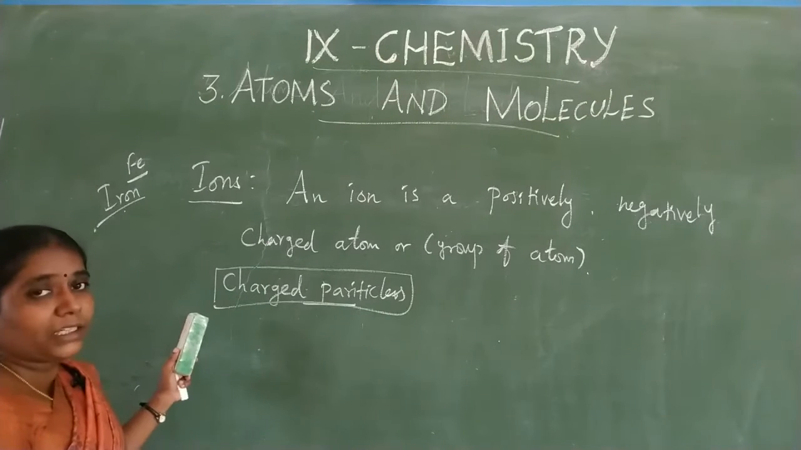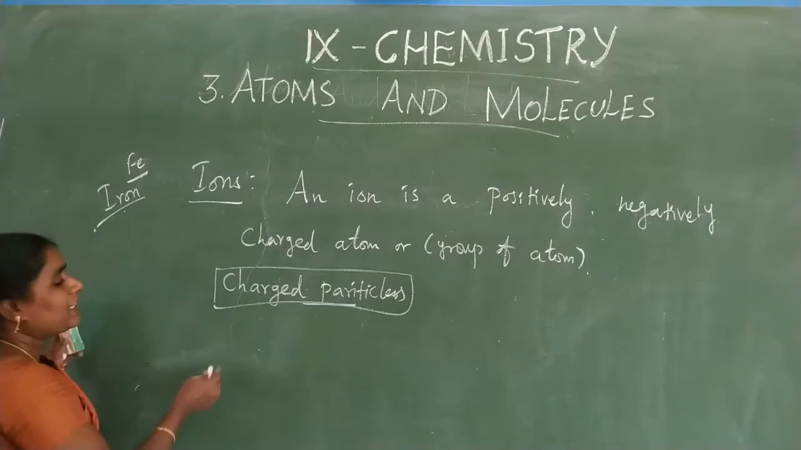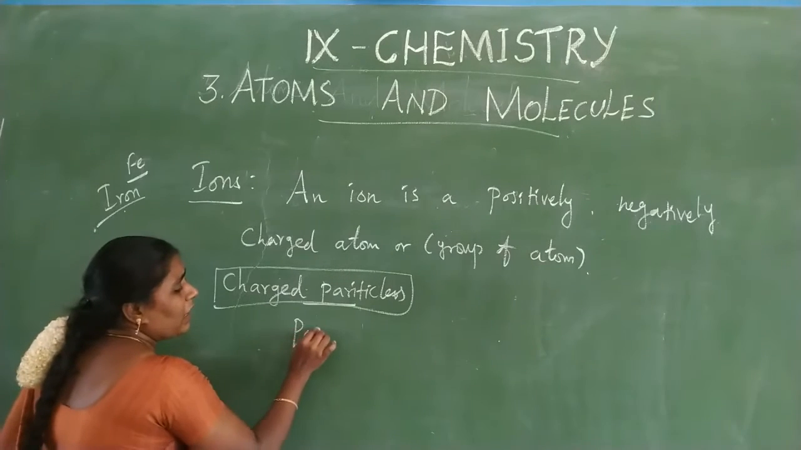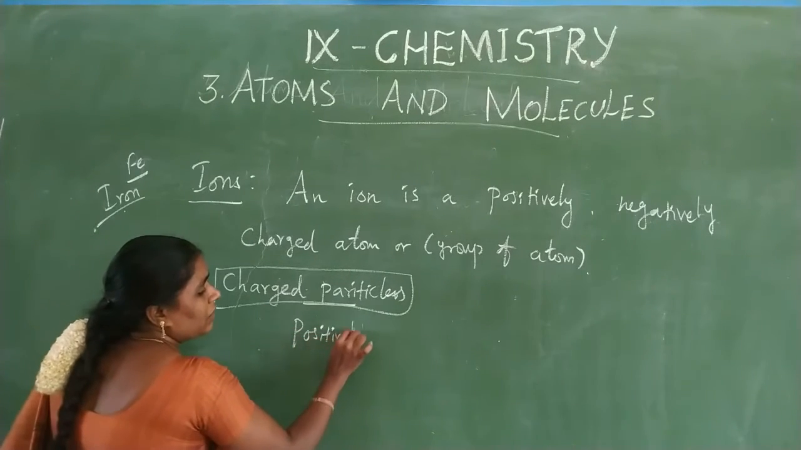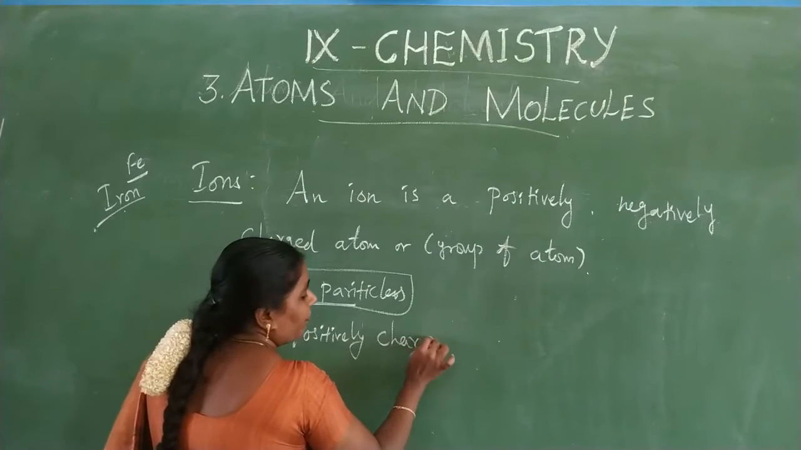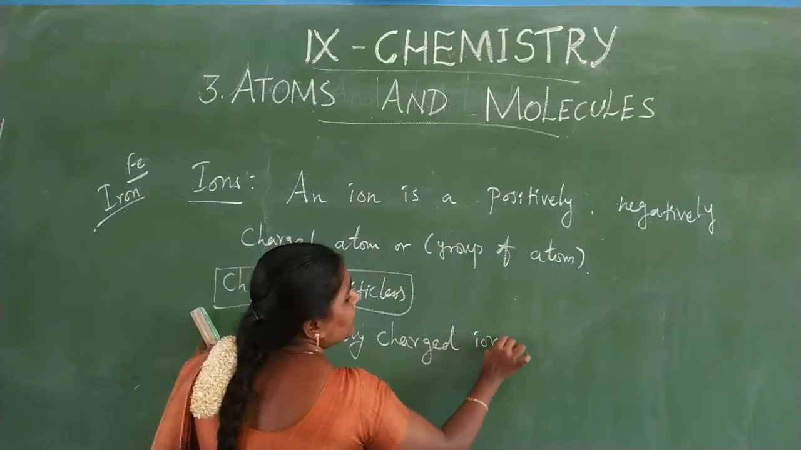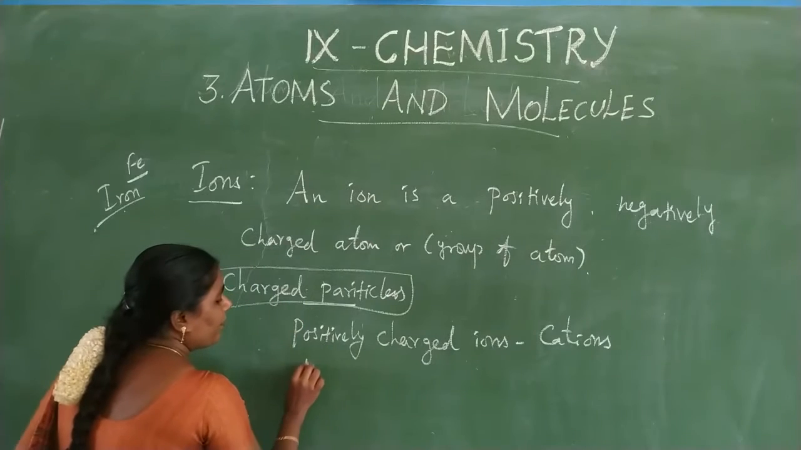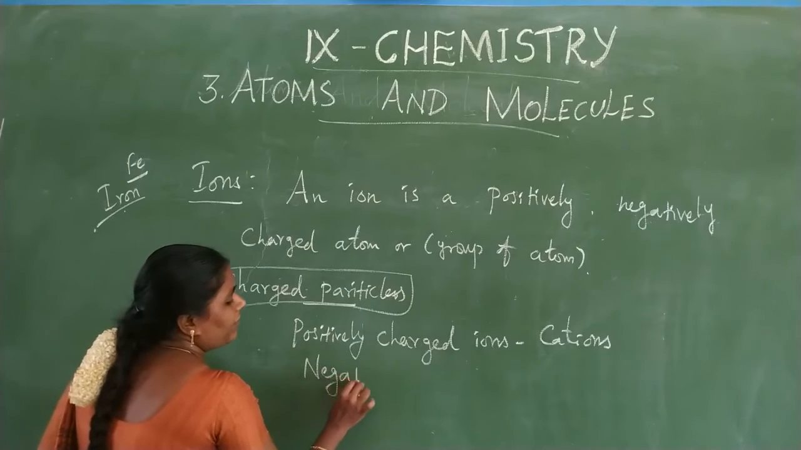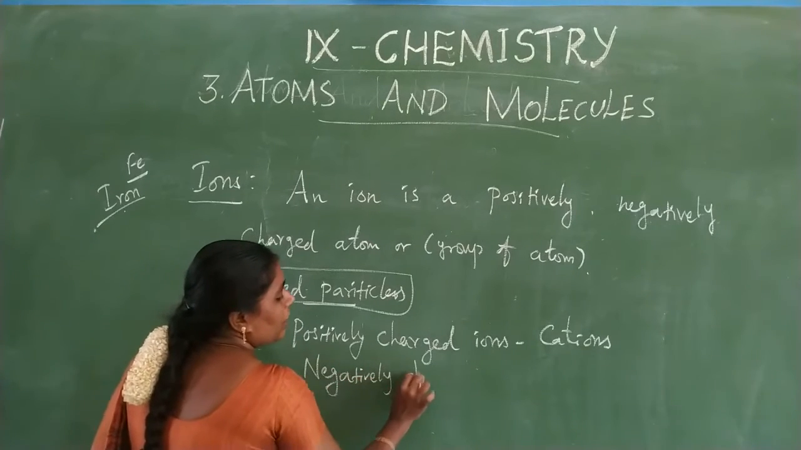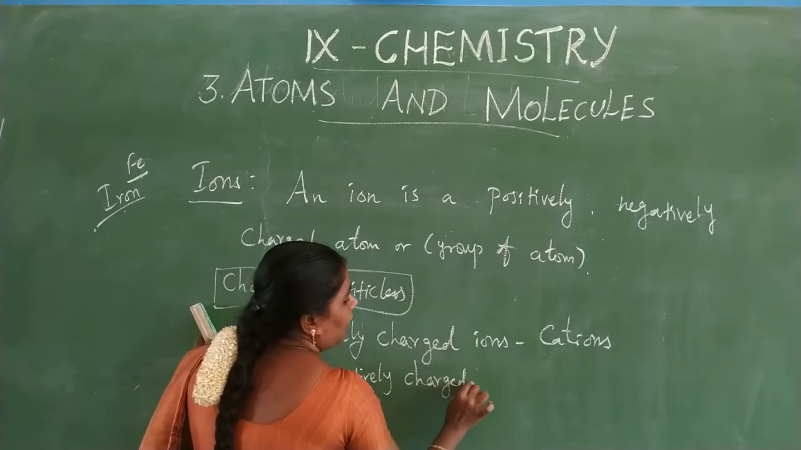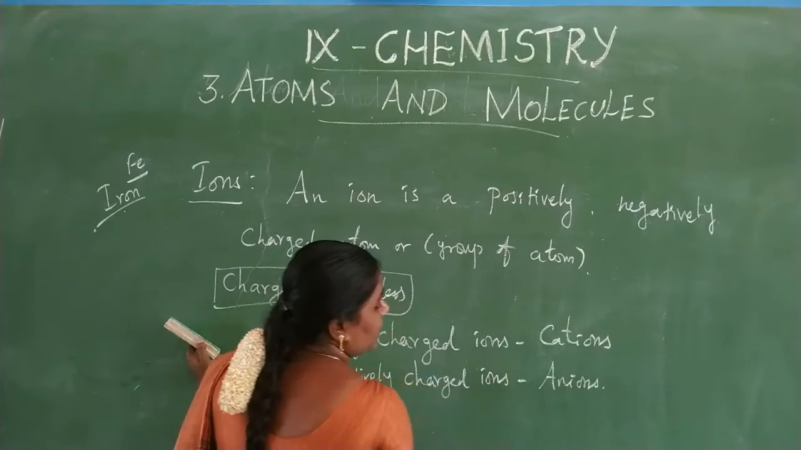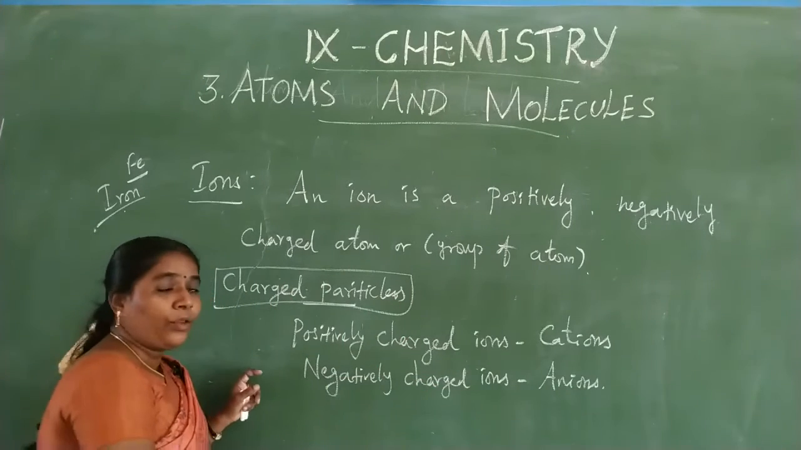You know that we have different types of ions, positive ions and negative ions. Positively charged ions are called cations, and negatively charged ions are called anions.